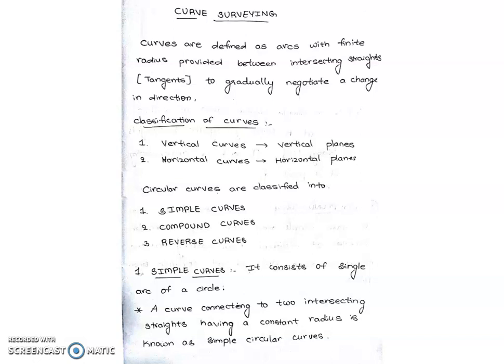And next, types of circular curve, that is simple curve, compound curve and reverse curve. For your syllabus you have to study all these three types. First, simple curve. It consists of a single arc of a circle. A curve connecting two intersecting straights having a constant radius is known as a simple circular curve.